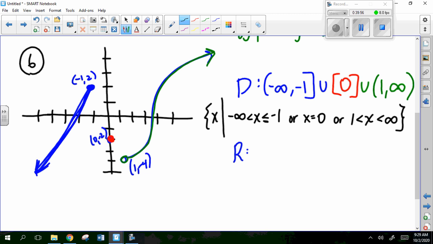Now the range is actually a lot nicer. It looks like it might be more complicated, but it's not. I look at my graph, and I do see an arrow pointing down forever. So I'm going to have to start at what, when I go from bottom to top? Negative infinity.